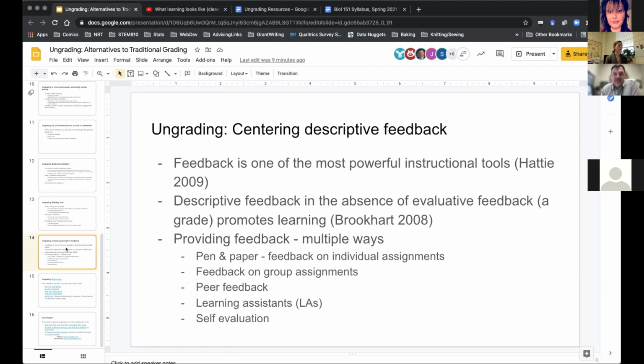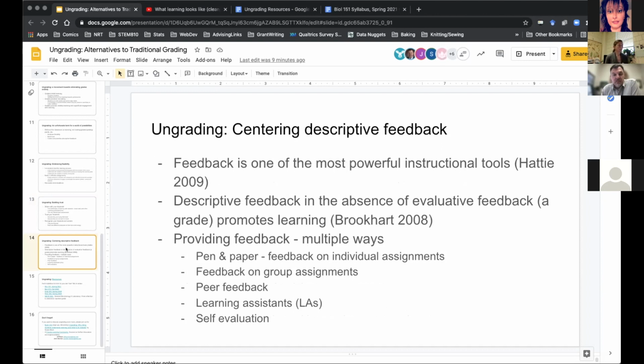We know that feedback is one of the most powerful instructional tools out there. Hands down, bar none, feedback improves learning. Of course, we saw that in the video, right? The skateboarder is getting feedback on his trick, and that's how he's going to be able to land the trick eventually. But we do know that some kinds of feedback work better than others.